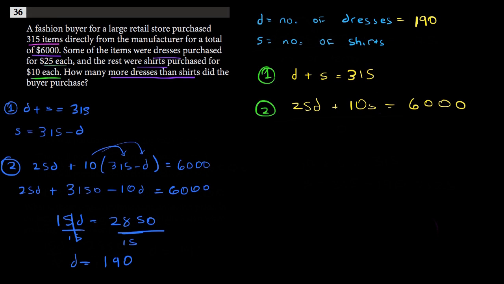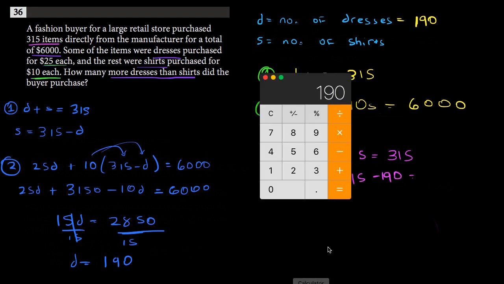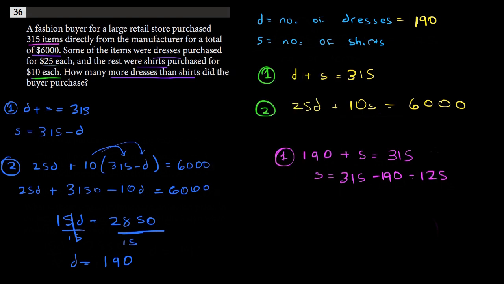Okay, so we have D. Now we need to solve for S, and that's quite easy now. All we need to do is plug 190 into the first equation. You can plug it into the second equation as well, but it doesn't make sense because you have to do a lot of additional math, and the first equation is much simpler. So it becomes 190 plus S equals 315. Take away 190 from both sides, and S equals 315 minus 190, and that's going to be 125.